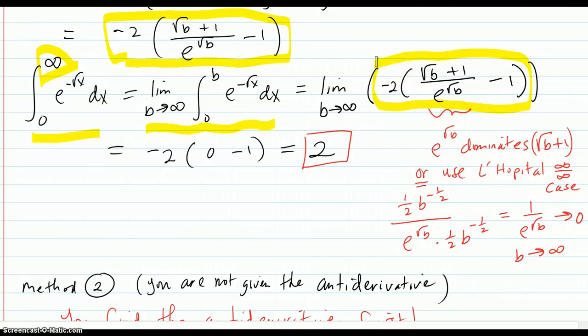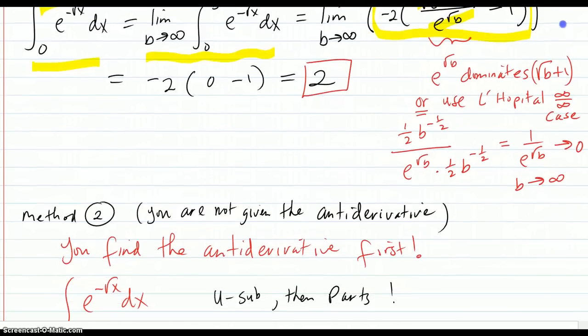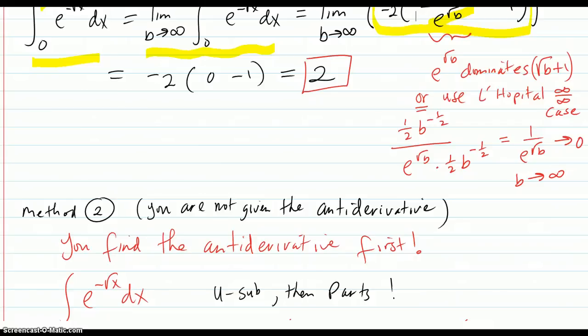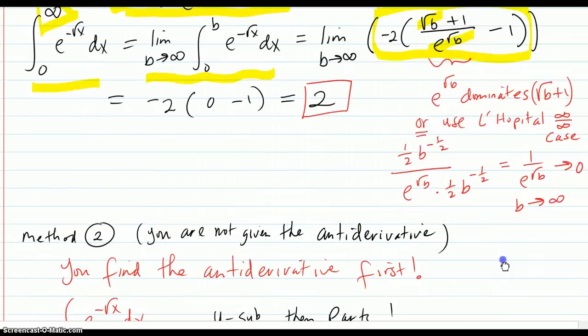Now, we are allowed to say that this denominator, e to the square root of b, is an exponential function. That's blowing up big, fast. And that totally dominates over the square root of b plus 1. So that's going to 0. But if you didn't believe that, or if you were told to prove it further, you would use L'Hopital's rule, because it is the infinity over infinity case. As b goes to infinity, that's infinity, and that's infinity. So it is that case, so that's checked off.